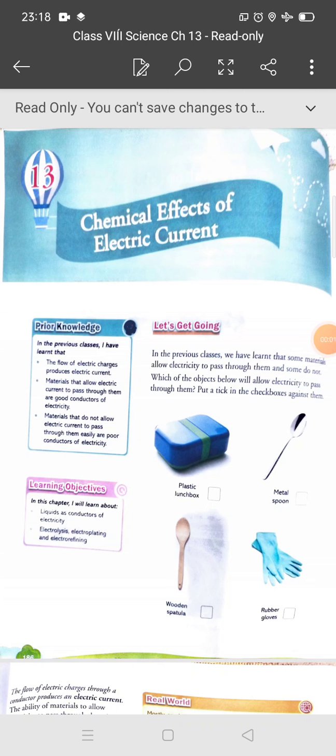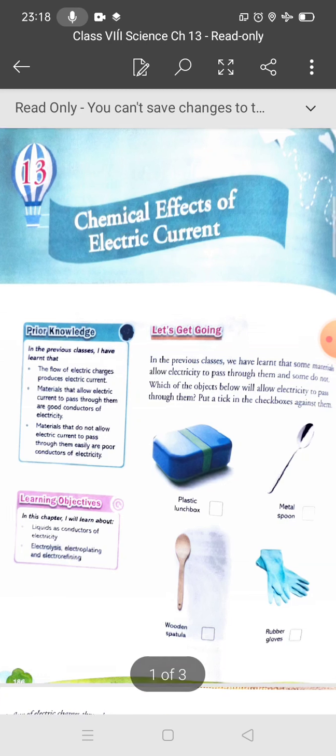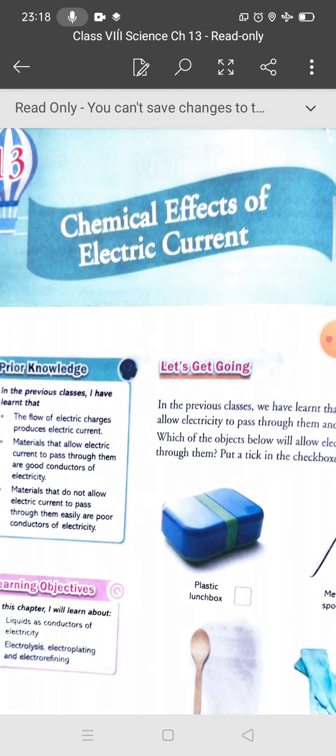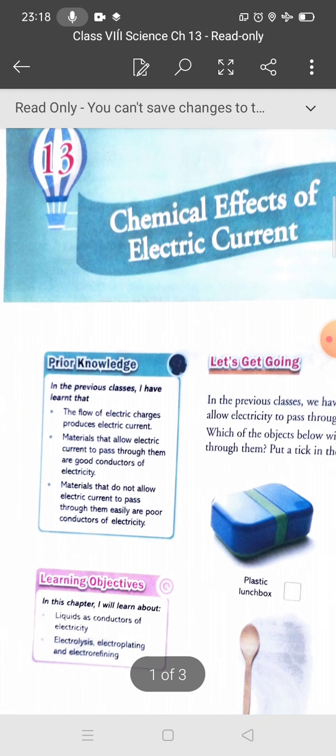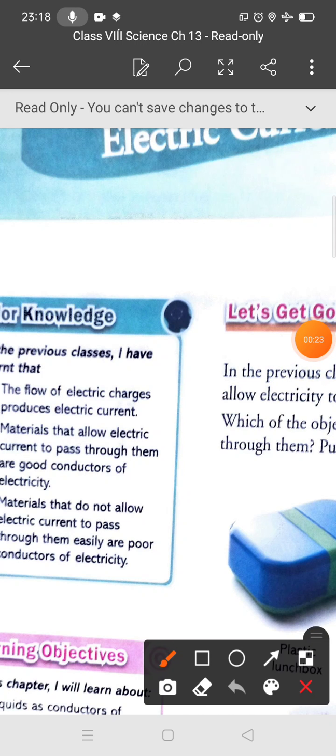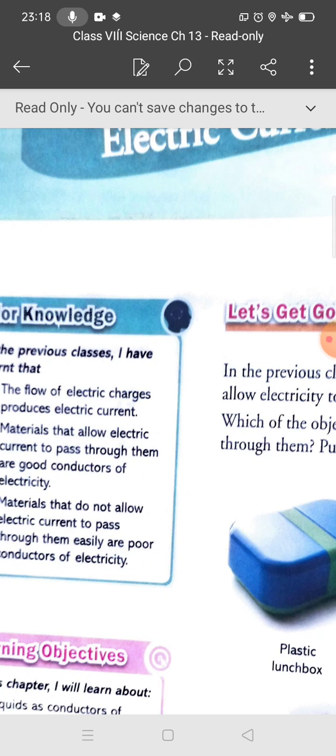Chapter number 13, Chemical Effect of the Electric Current. Students, in the previous classes you have learned that the flow of the electric charges produces electric current, and you have learned the good conductor of electricity, and the bad conductor or poor conductor of the electricity.